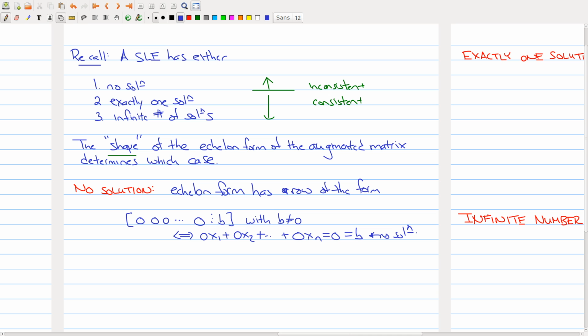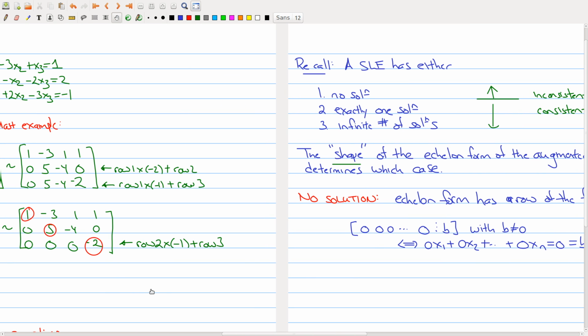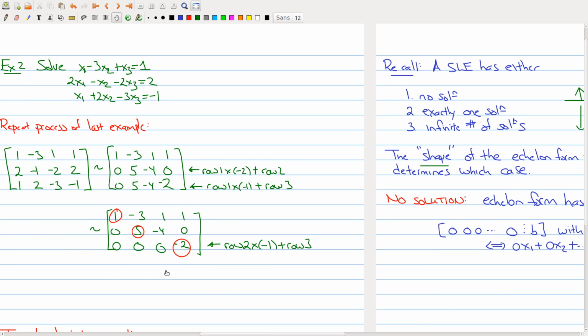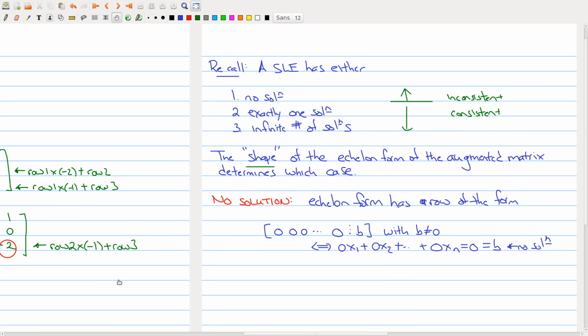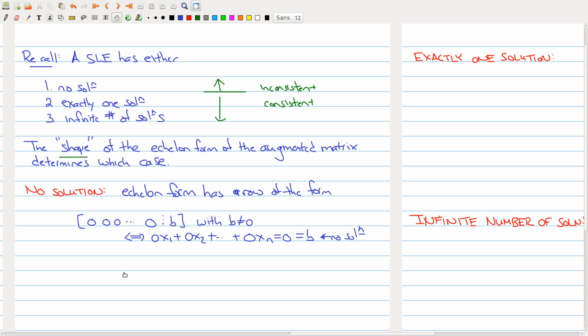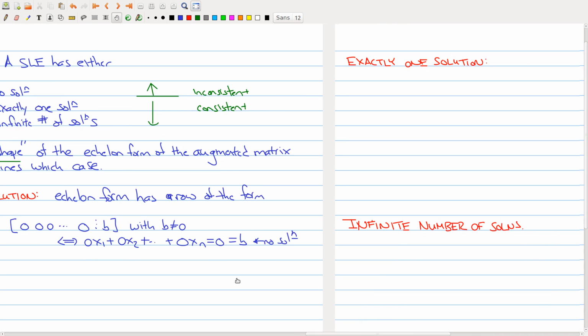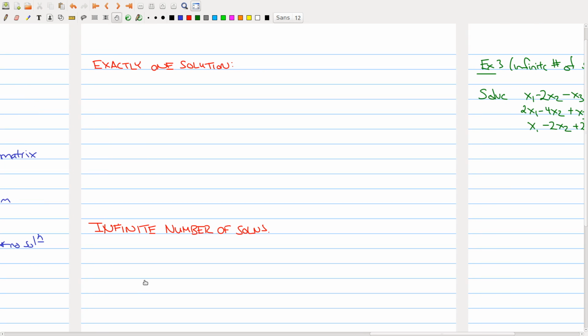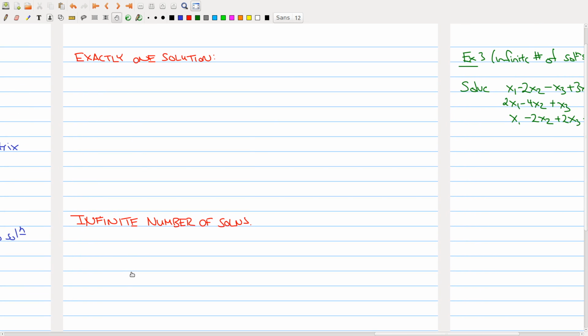And we actually saw this in the previous example, right? Let me take my hand here and move back over here. I have my matrix, it's in echelon form right here, and I have a row of zeros and then a non-zero entry in the last column. So I didn't even have to go any further here. I could say, oh, I can stop because I know that there's going to be no solution. So this is one example where the shape of the echelon form is telling me which of the three cases I have. Okay, well, let's talk about exactly one solution.